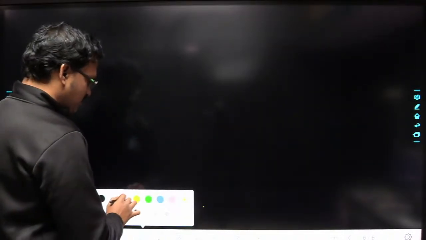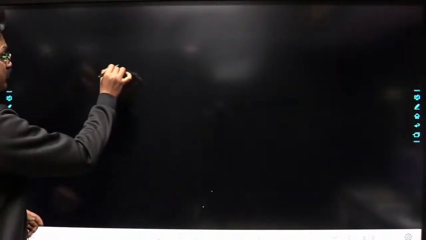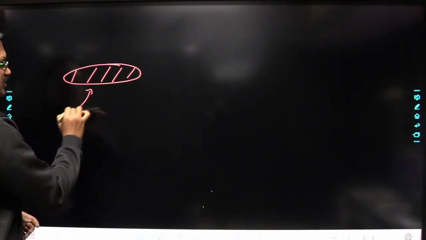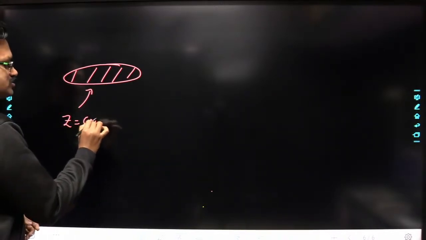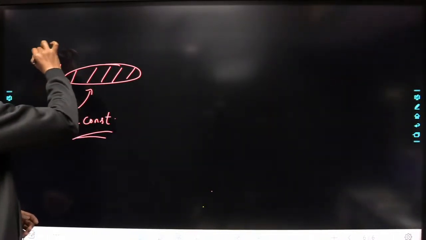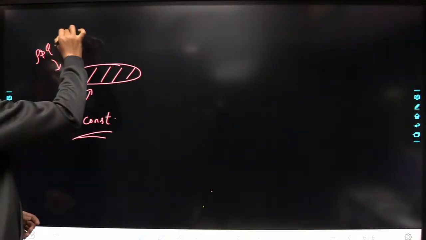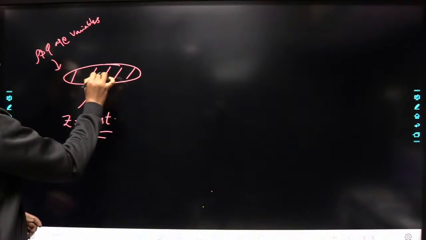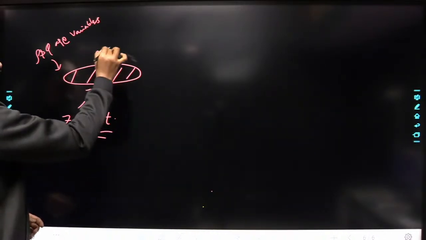Understood? Now here in the cylindrical coordinate system, what are the surfaces we got here? We got one circular surface, yes or no? So this is nothing but the z equals constant plane. What are the variables? Rho and phi are variables. And its direction is along the az cap direction.